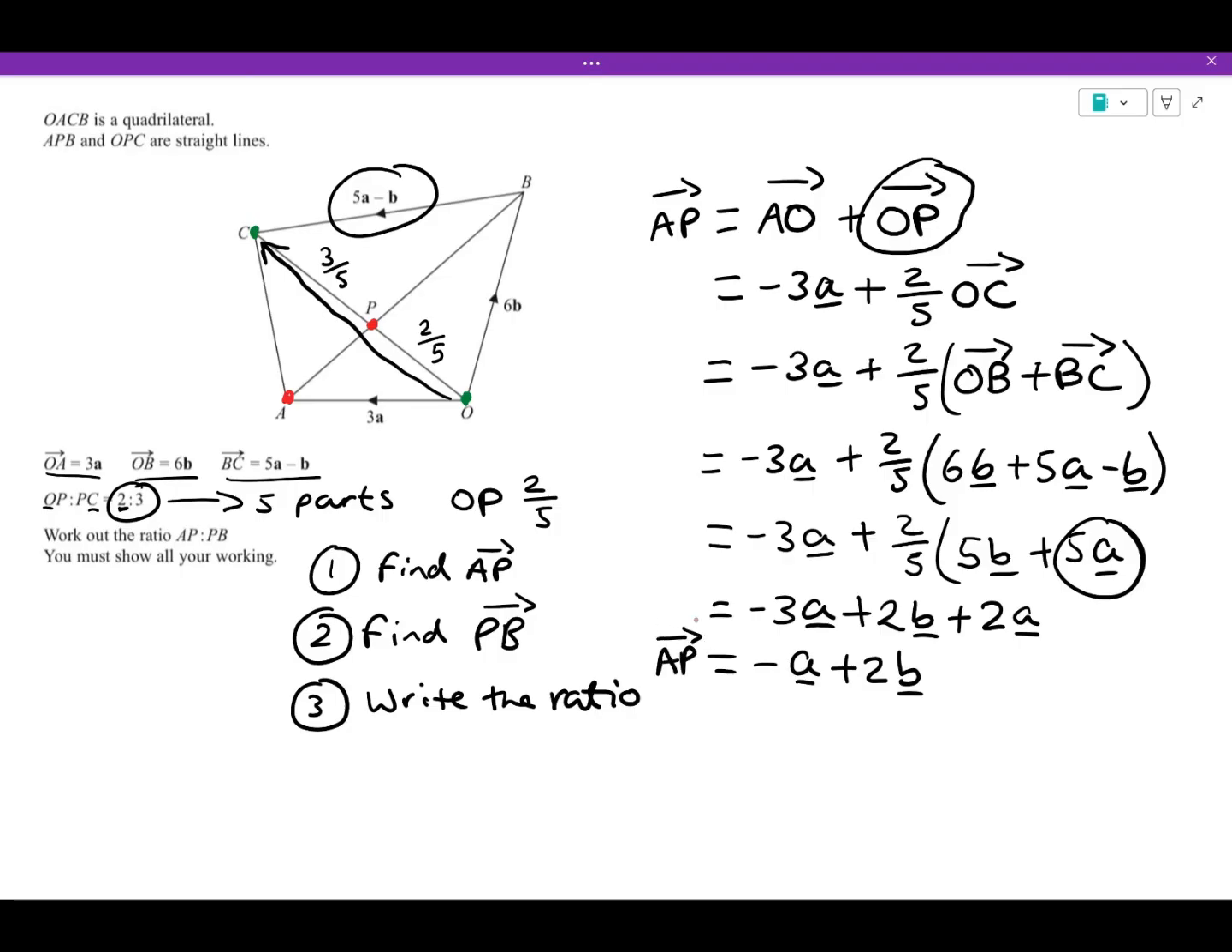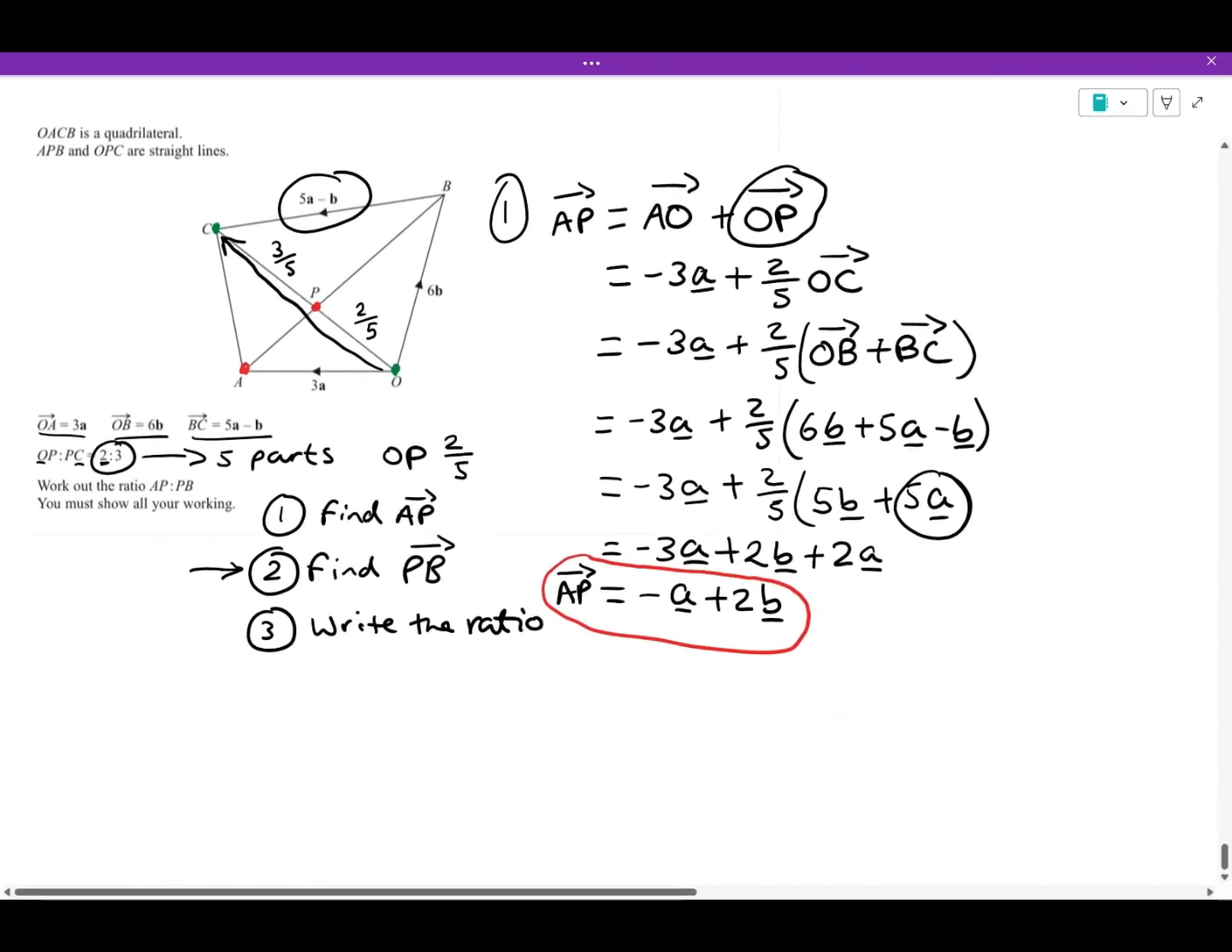So I'm going to circle that because that's the key bit of information I need in order to be able to answer the question. Now what we need to do next is move on to step 2, which is finding p to b, because step 1 was done here. Now let's do step 2, which is to find the vector from p to b. So I write 2 here, and I'm going to write p to b like this.